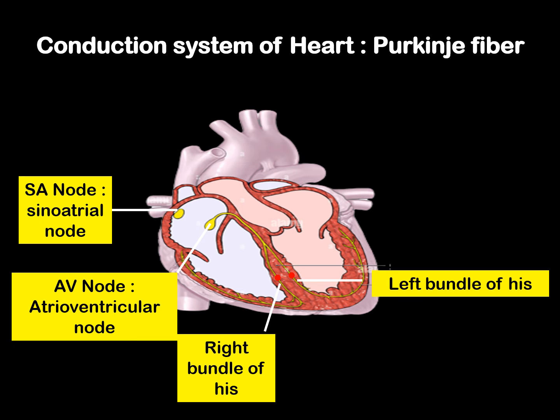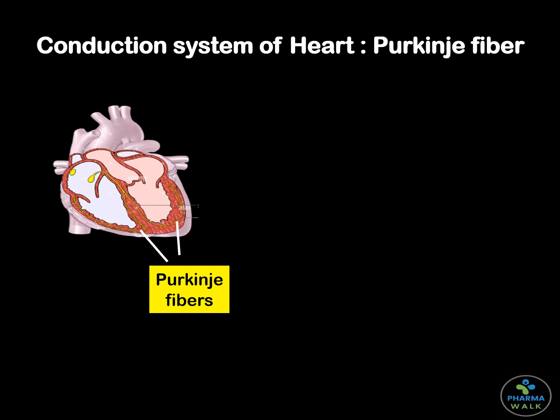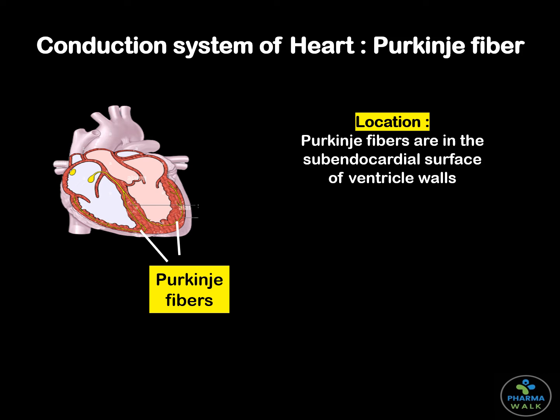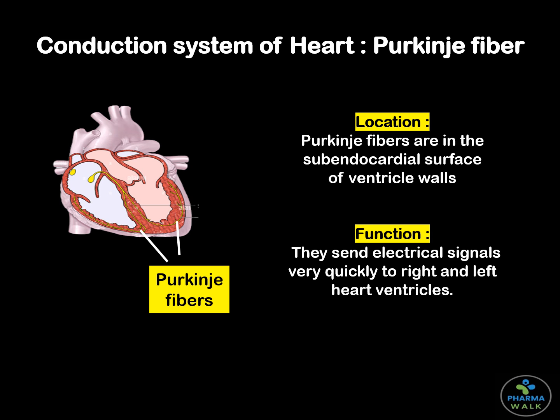The same thing is mentioned in the diagram: from the bundle of His, the right bundle of His transports the signal to the right side of the Purkinje fibers, and the left bundle of His transports the signal to the left side of the Purkinje fibers. The Purkinje fibers are located in the subendocardial surface of the ventricular walls, ventricles के inner wall में Purkinje fibers होता है. And what is the function? They send the electrical signal very quickly to the right and left heart ventricles. Ventricles तक signal को पहुंचाना.